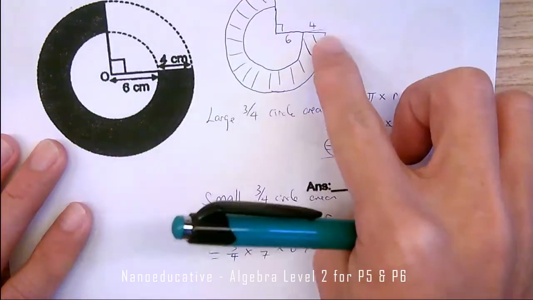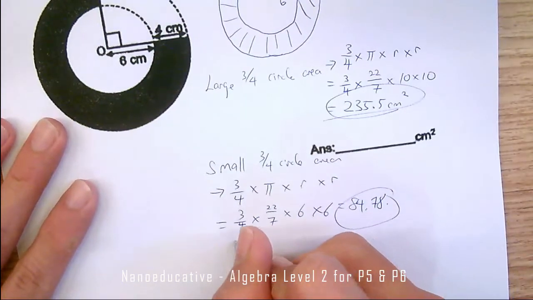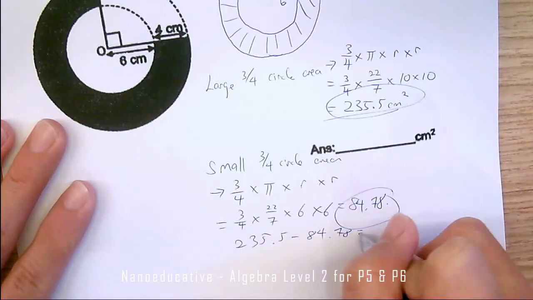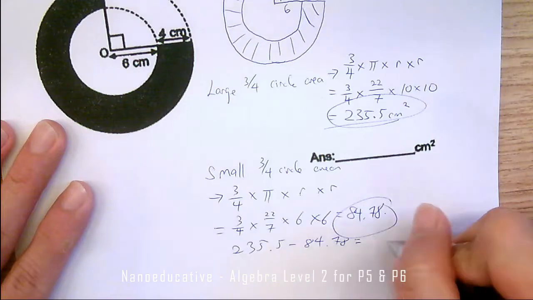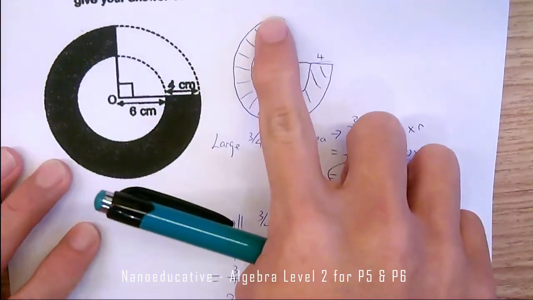So we have to find the difference between this and this. It will be the larger 3/4 circle minus the smaller 3/4 circle. So it will be 235.5 minus 84.78, and therefore this will give us 150.72.